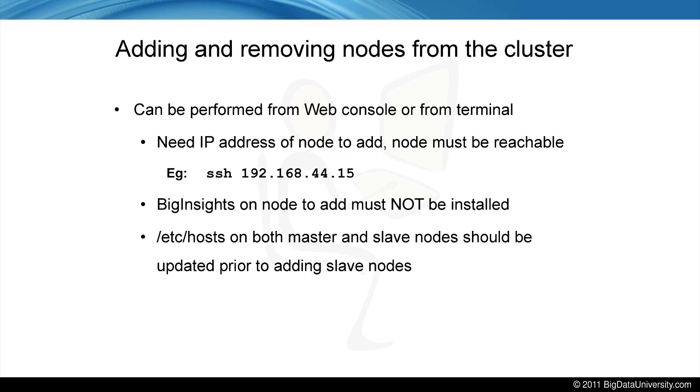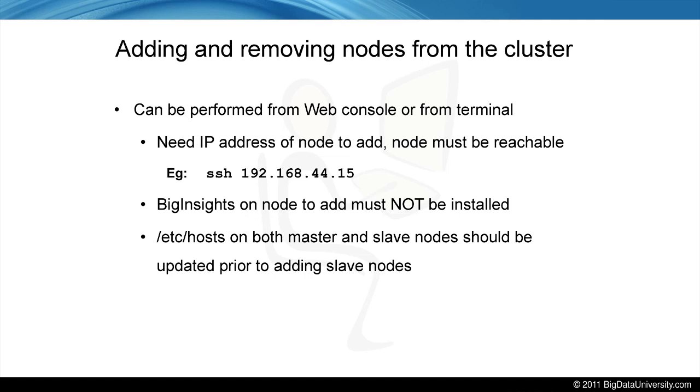If you want to add a node, you could do it from the web console or from the terminal. If you do it from either of them, you first need to verify that you can reach the node that you want to add. A simple way to do that is simply to SSH to that node. In this example, we're SSHing to this IP address, which represents the IP address of the node that we want to add.